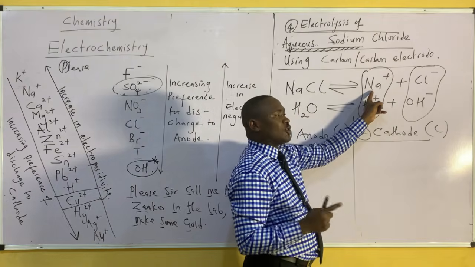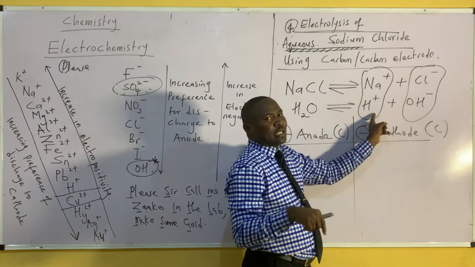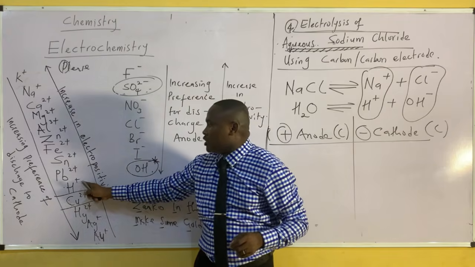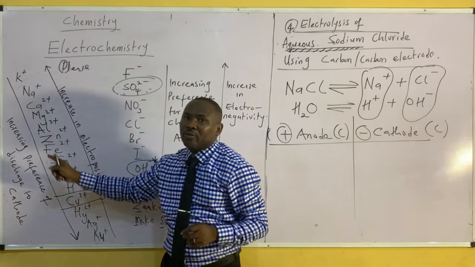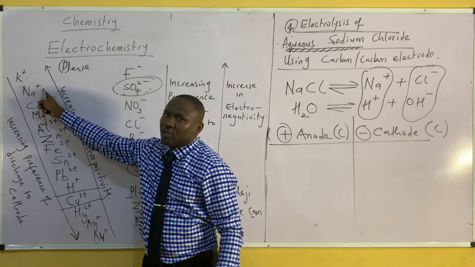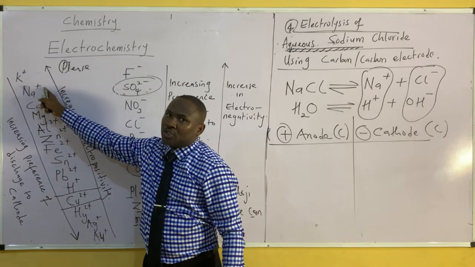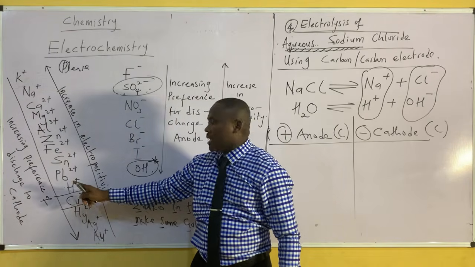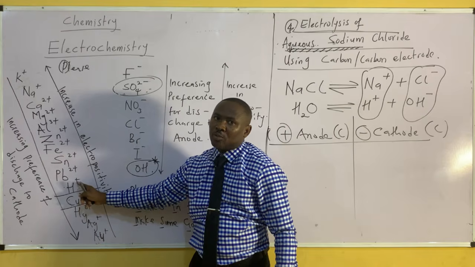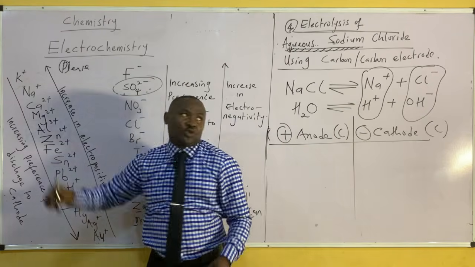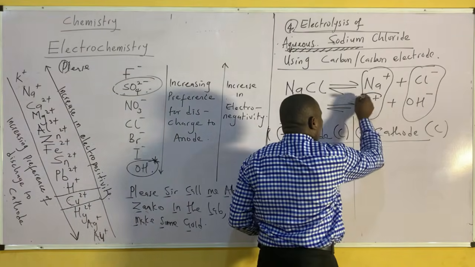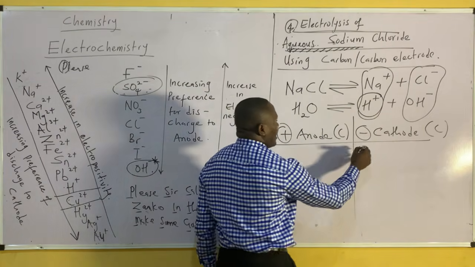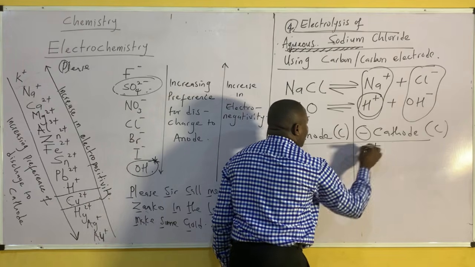You know that this is already at the top, while this is at the bottom if you compare with our tables. So you see that hydrogen will be preferentially discharged over sodium. Although sodium is more concentrated, the gap is too much, so it will have no effect. Hence, hydrogen will be preferentially discharged over sodium. So it means this will go where? To the negative electrode. So I have H+ going to the negative electrode.